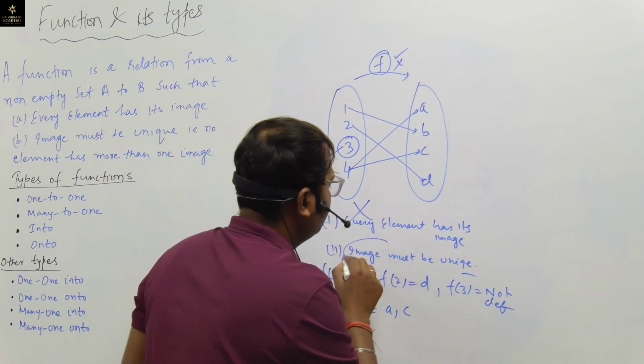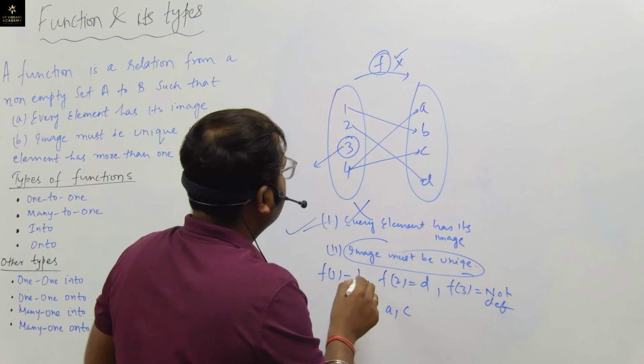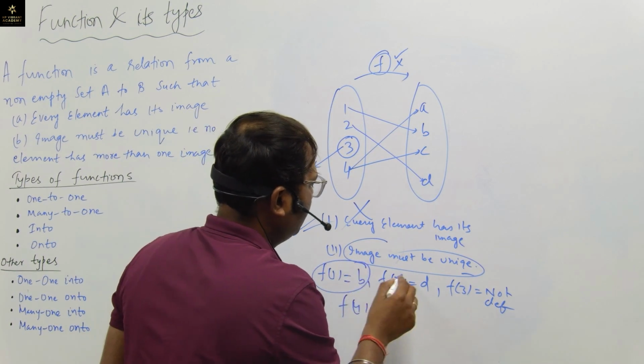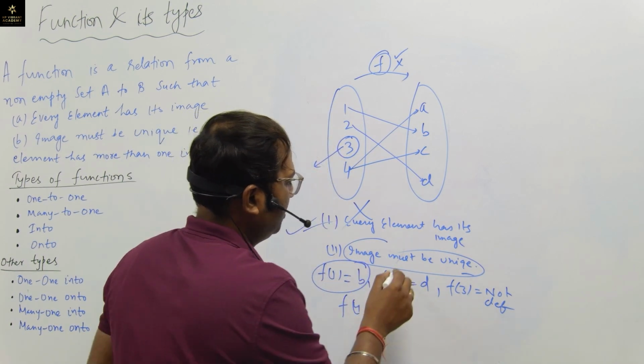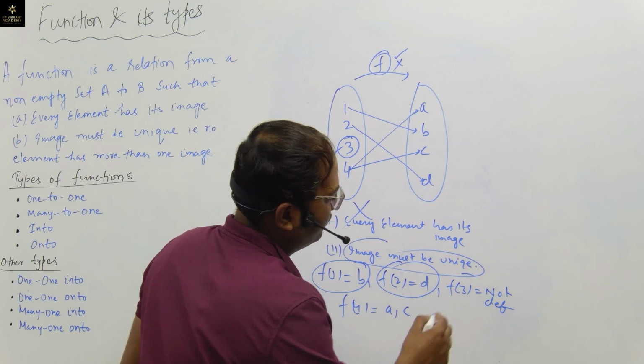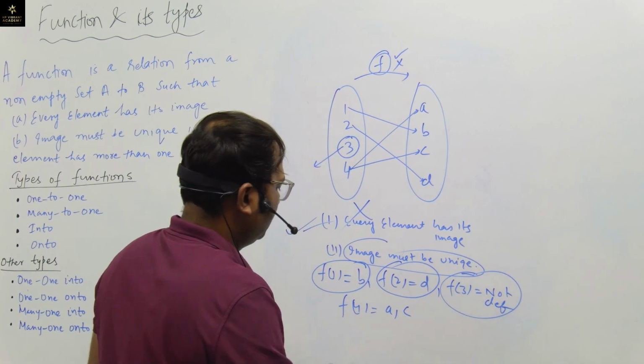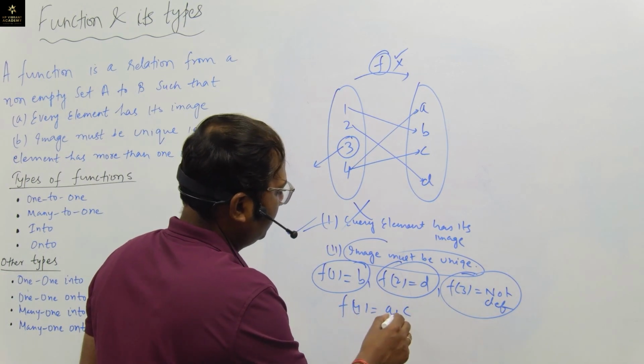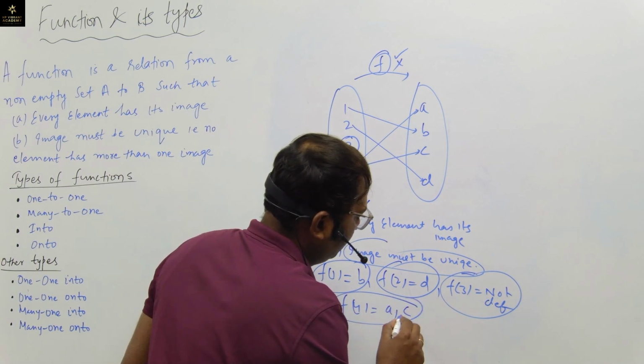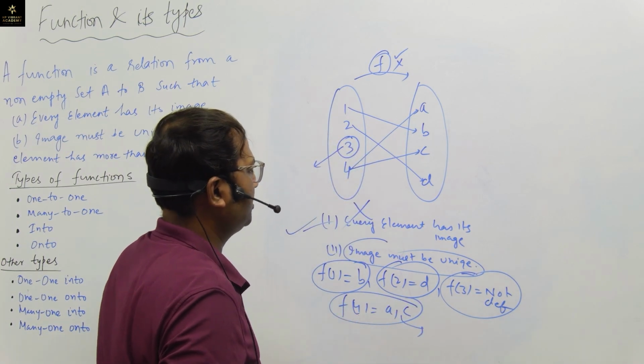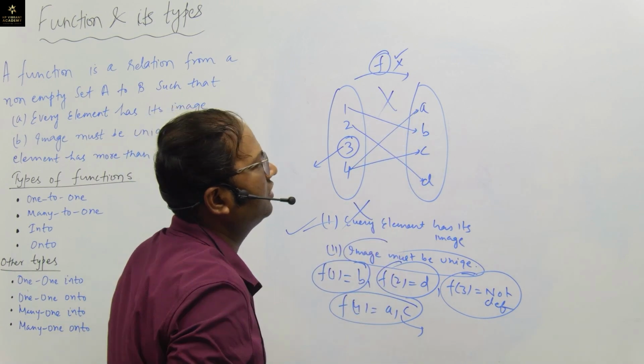Secondly, image must be unique. So 1 का इमेज क्या है? b है. Okay, this is unique. What is the image of 2? d. This is unique. Image of 3 is not defined. Okay, and image of 4 क्या है? a and c. This is not unique image because एक एलिमेंट का दो इमेज आ रहा है, so this is not a function.